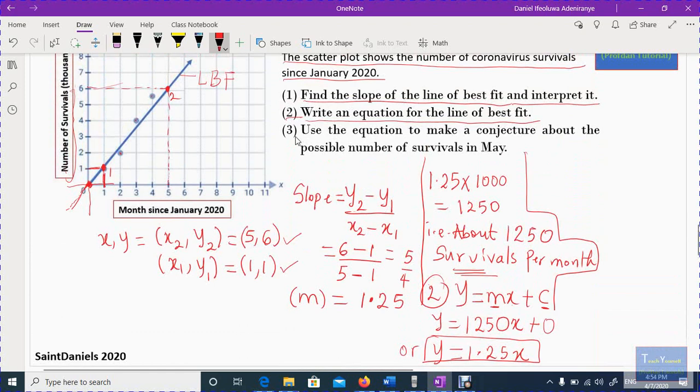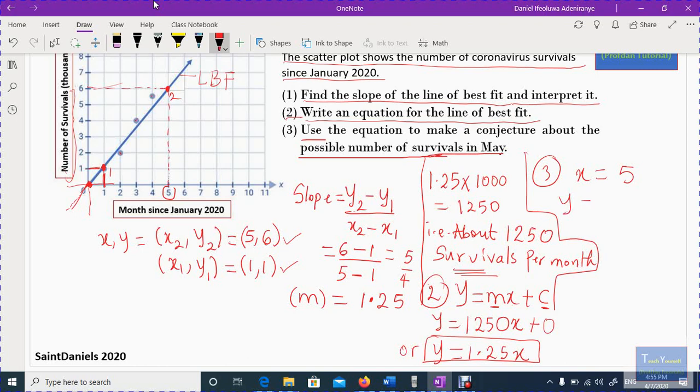The next says, use the equation to make a conjecture about the possible number of survivors in May. So this is our graph, May. That's going to be the fifth month: January, February, March, April, May. So we want to say, based on this plot, how can we predict the possible number of survivors in the month of May? This is May, the fifth month, which is our x-axis. So number 3 now, the x value we are interested in is 5.